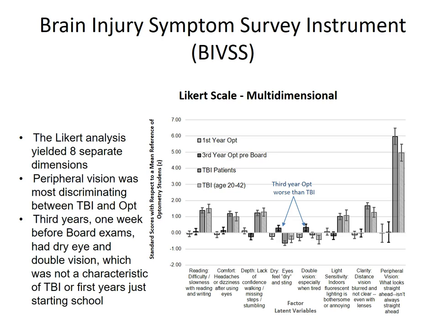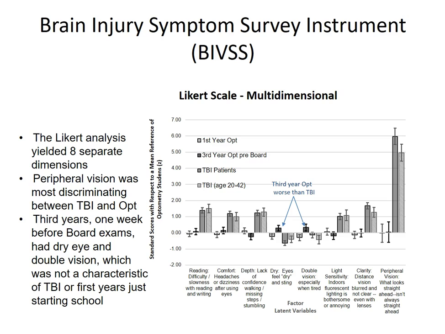And for peripheral vision, the one on the right, "what looks straight ahead isn't always straight ahead," that kind of question was the top question in that factor. There were a couple others. You can see that they were between 5 and 6 standard deviations out. So peripheral vision was a big one in discriminating between TBI and optometry students.